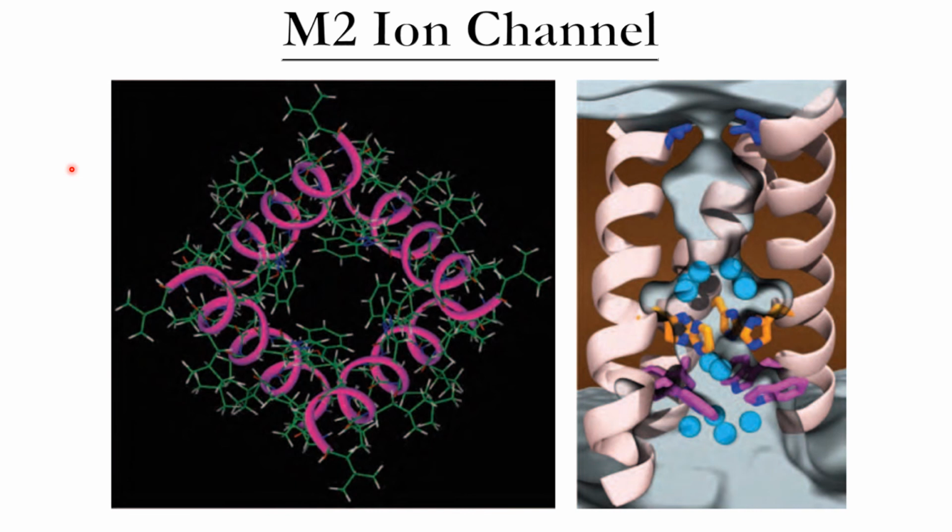The transmembrane region, when viewed from the top, shows 4 helices that sit at an angle in the lipid bilayer, forming a pore, which is shown here in this image. As you can see here, these are the 4 transmembrane helices, and these are sitting here at an angle in the lipid bilayer, and this is the pore.